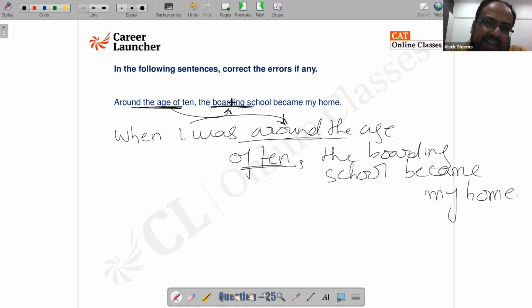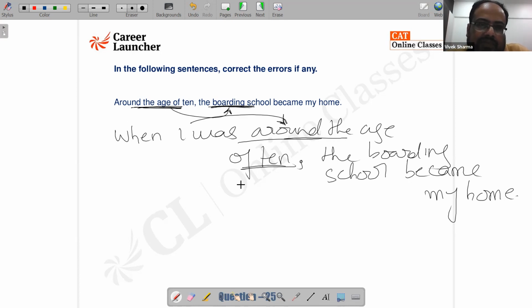Or else, with a very slight change in meaning, you can say, around the age of 10, I made the boarding school my home. Right? Very minor change in the implication. Around the age of 10, I made the boarding school my home. But even that's correct. So these are all questions on modifier errors.